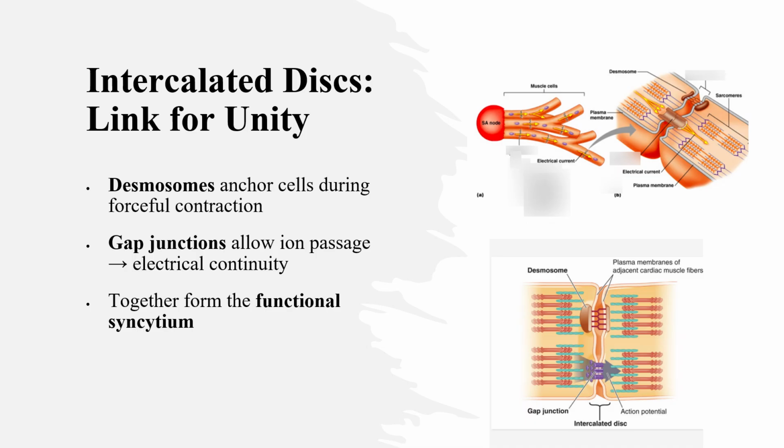Exam tip: when describing cardiac muscle structure, always include this phrase. Intercalated discs contain desmosomes for mechanical strength and gap junctions for electrical coupling, allowing the heart to function as a coordinated syncytium. That single line tells the examiner you understand both structure and significance.